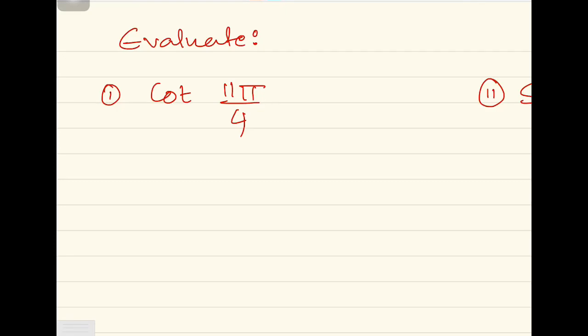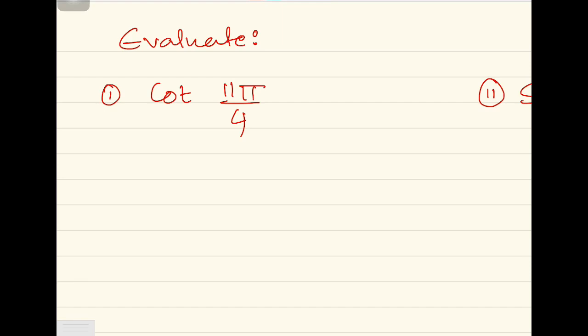Hello everyone. Today I'm going to solve some further sums based on the quadrant rule. In the last class we had solved some problems based on degrees, isn't it? So today I'm going to solve some trigonometric ratios involving radian measure, or circular measure. So here you have the first sum.